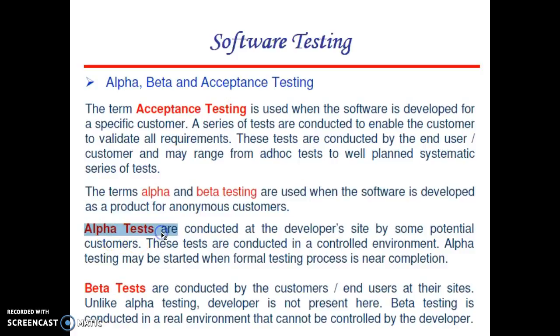So alpha tests are conducted at the developer site by some potential customers. They may be developers, so they have sound technical knowledge. So alpha testing is conducted at the developer site, while beta testing is conducted by the customers or the end users at their sites.